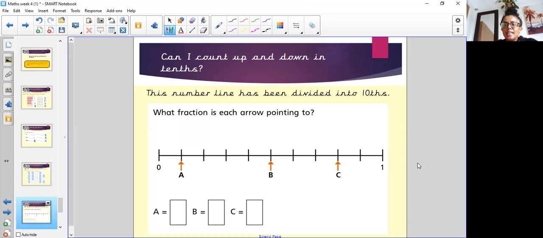This is a number line that has been divided into tenths. What fraction is each arrow pointing to? So have a go yourself. Now over here we've got 1, which is going to be our tenth. So let's see if we count 0, 1, 2, 3, 4, 5, 6, 7, 8, 9, 10. I will give you A. A is 1/10 because we're at number 1 here. So it would be 1 out of our 10. What number would this be as a fraction and this one? Have a go yourself.